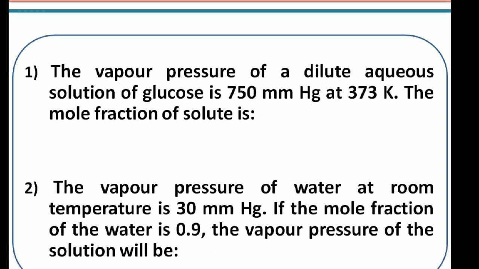So students, in the given problem, the solvent is water. So the vapor pressure of pure solvent is given as 30 mm Hg, and the mole fraction of water, that is nothing but the mole fraction of solvent, is given as 0.9, and the question is that the vapor pressure of the solution will be found out. So this is another easiest problem based on the lowering of vapor pressure concept. So first we can write, students, the given problem.